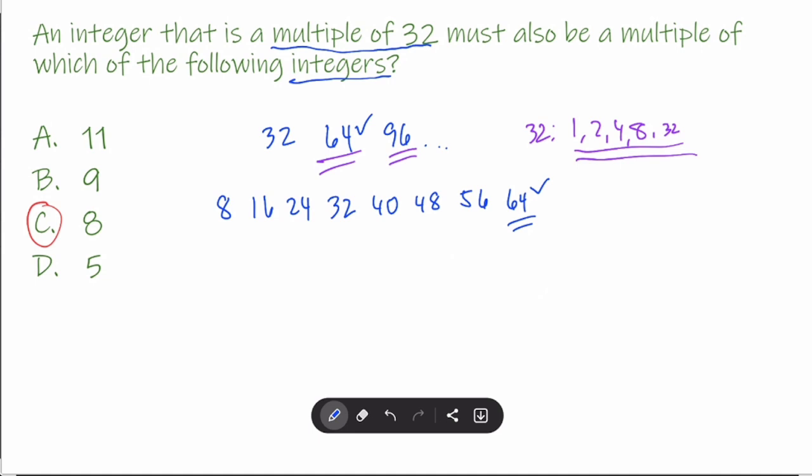So aside from 8, these are the possible answers, but it's just that they are not in the options. So that's why the answer is 8.